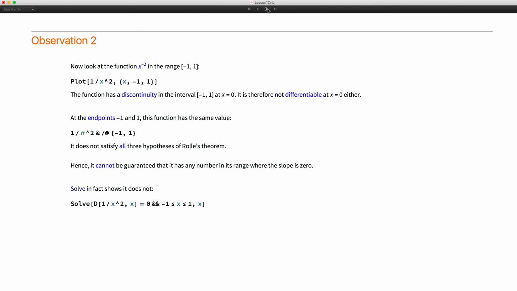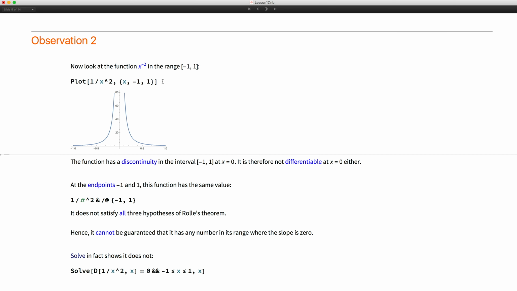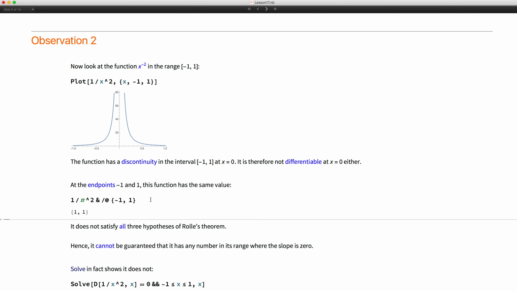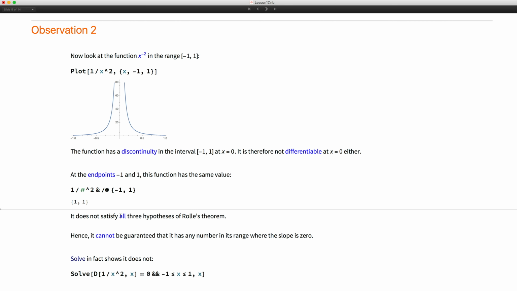Okay, so now on to the problems with Rolle's theorem and how you apply it. So first of all, let's look at 1 over x squared on the interval -1 to 1. And notice that it has a discontinuity at 0. So, of course, it's not differentiable over there as well. Now, the values at the endpoints are certainly equal. However, it does not satisfy all the hypotheses of Rolle's theorem, and hence we cannot guarantee that there is any number in this range at which the slope is 0. In fact, you can confirm that using Solve, and you check that the derivative is never 0 in this interval.